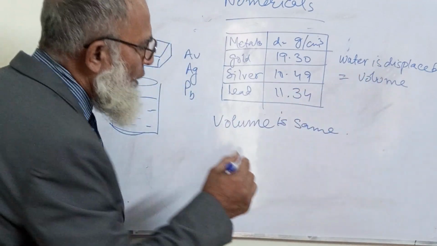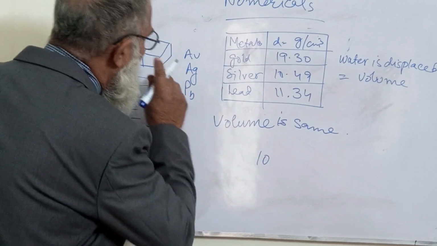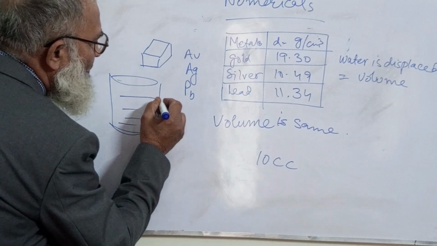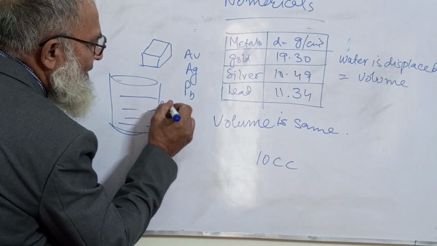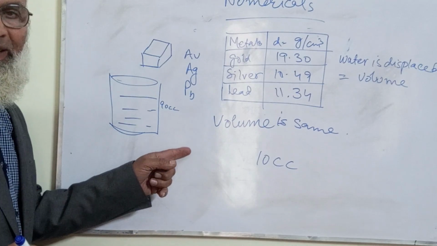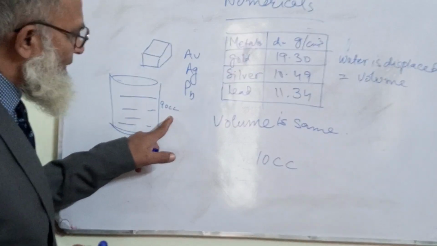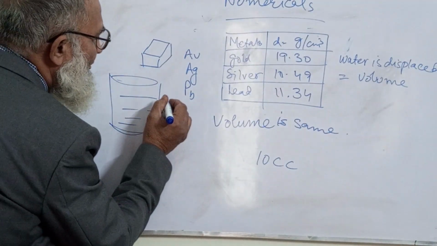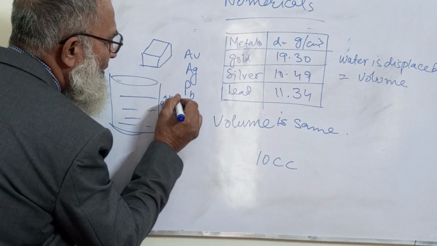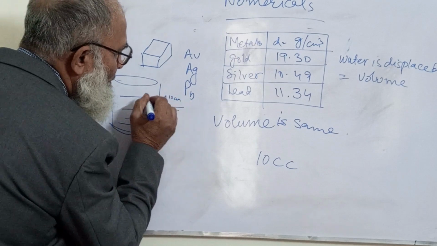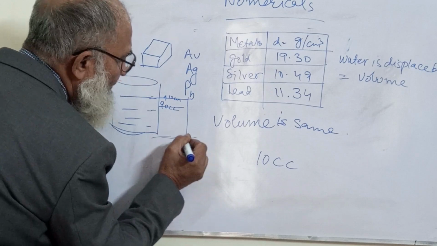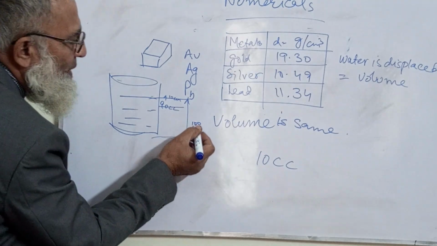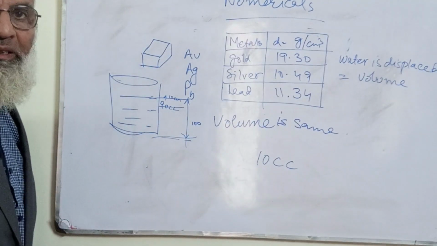For example, the volume of the cube is 10 cc, 10 centimeters cube, and the initial water level was 90 cc. When you place the 10 cc cube in this, it will rise by 10 cc. So the total after dropping the cube will be 100 cc. That means 100 minus 90 is equal to 10 cc.